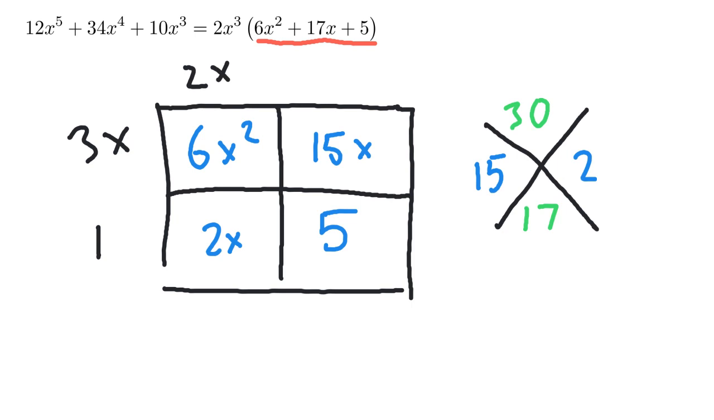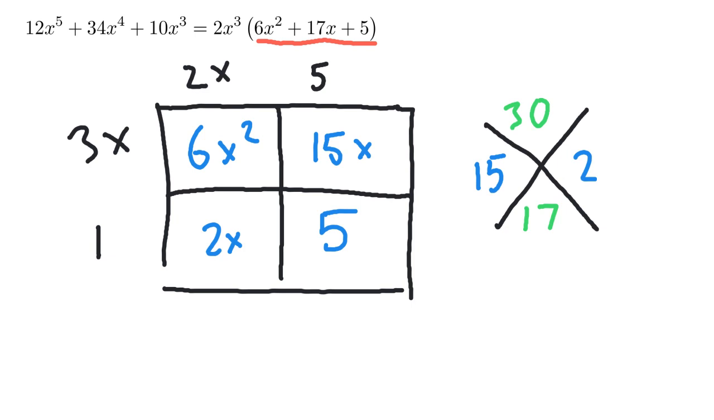Then I go to the second column, bottom to top, 15x and 5. So first the numbers, 15 and 5, the GCF is 5. For x, well, the top box has an x, the bottom doesn't. So they don't have any x's in common, so the GCF is just 5.